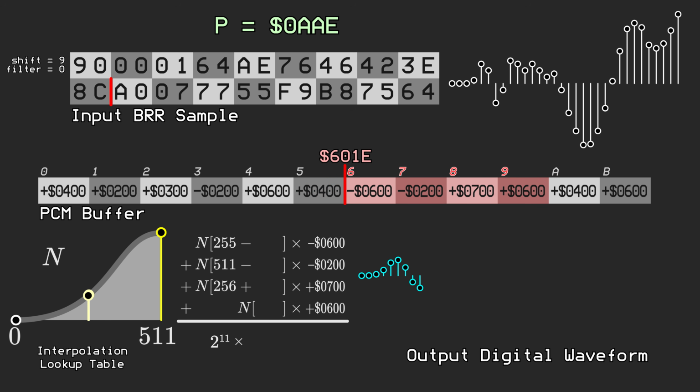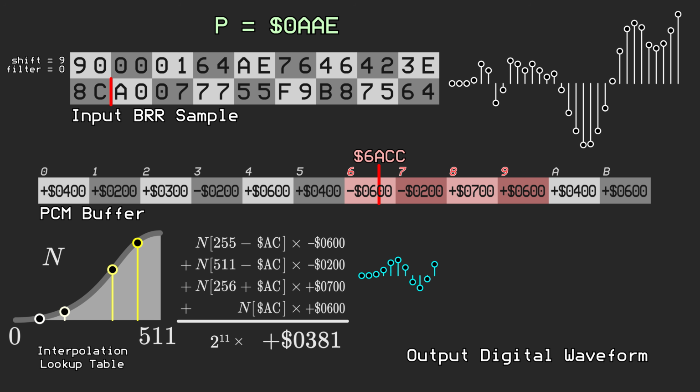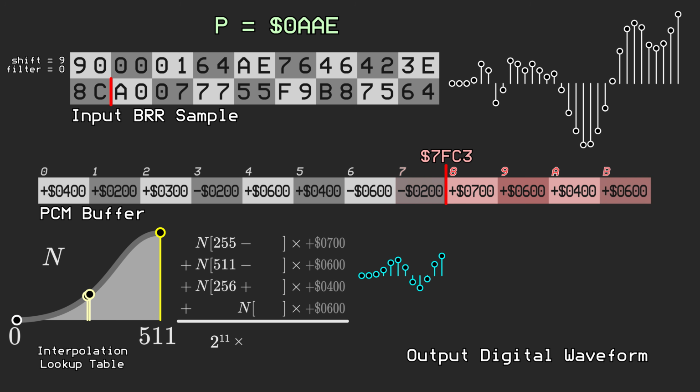Next set of sample points, index of 1, results in negative hex 10E. Pitch counter increases to hex 6ACC. Same set of sample points, index of hex AC, results in hex 381. Pitch counter increases to hex 757A. Next set of sample points, index of hex 57, results in hex 612. Pitch counter increases to hex 8028. Past the next 4 sample boundary, so we pipe in 4 more sample points.